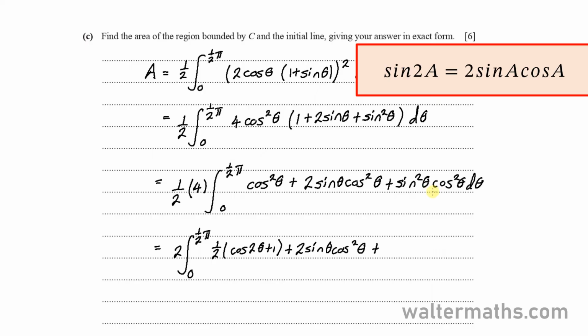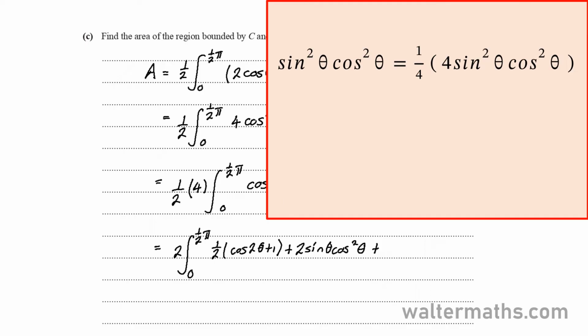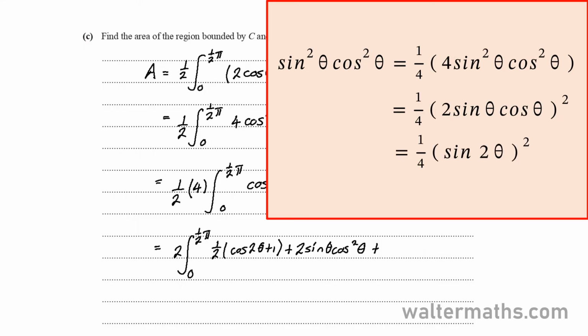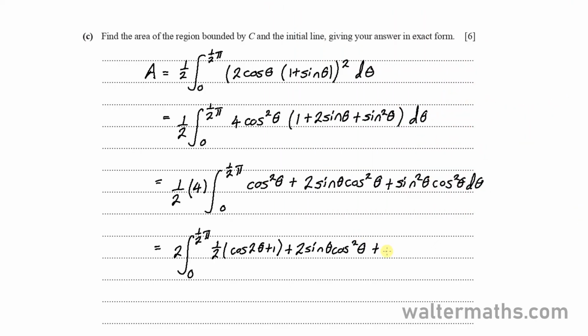double angle identity formula. So sine squared theta cos squared theta is the same as a quarter of 4 sine squared theta cos squared theta, which is the same as a quarter of 2 sine theta cos theta squared, which is the same as a quarter of sine 2 theta squared, or a quarter of sine squared 2 theta. So I'll write that as a quarter of sine squared 2 theta, and it's with respect to theta.